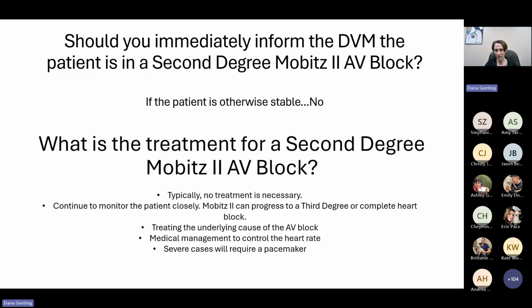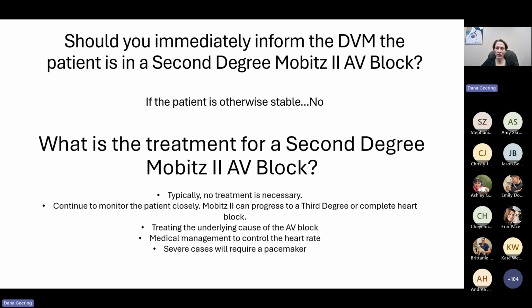There's typically no treatment necessary. You would continue to monitor the patient closely because the Mobitz type 2 in some severe cases could progress to a third degree or complete heart block.